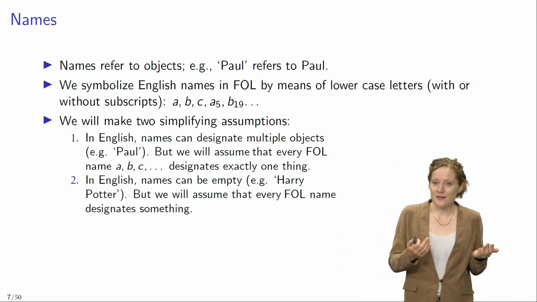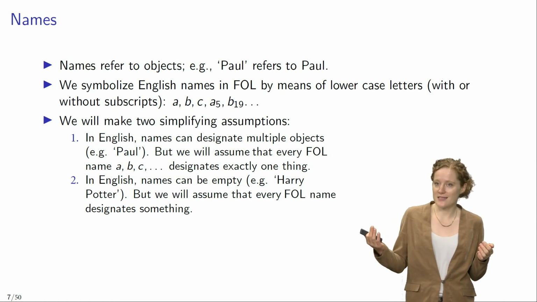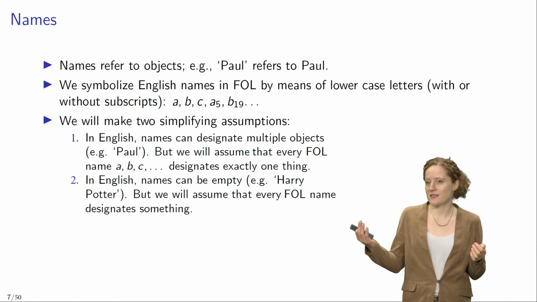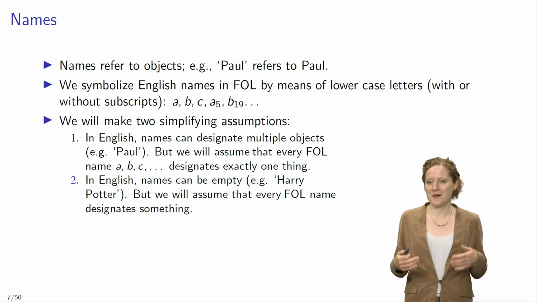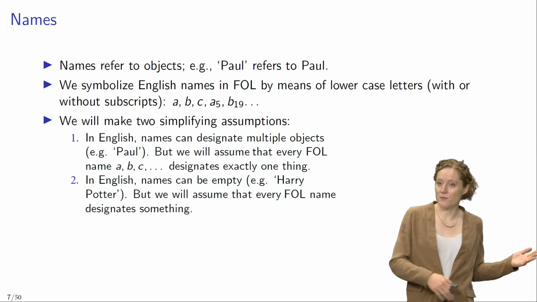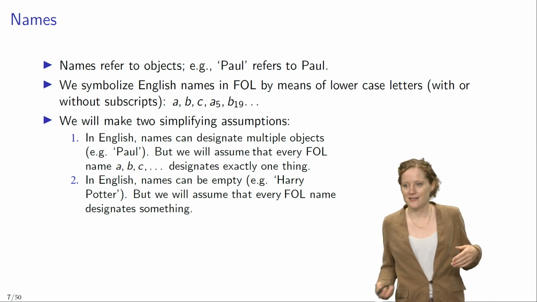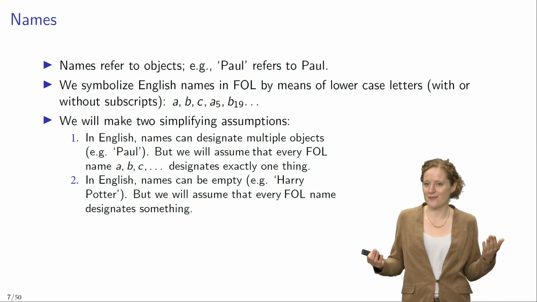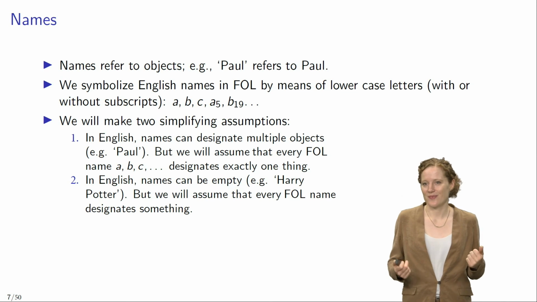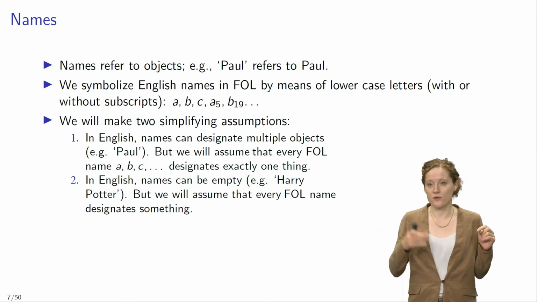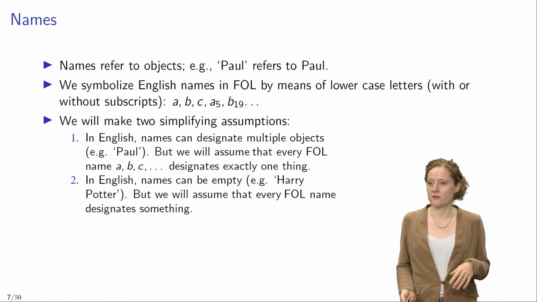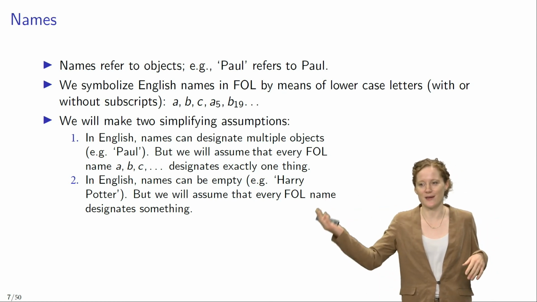In FOL, we symbolize English names by means of lowercase letters with or without subscript. So for example, a, b, c, a subscript 5, b subscript 19, and so on and so forth. These all represent names. As a special case, we also use numerals to refer to numbers. So we use the numeral 5 to refer to the number 5.